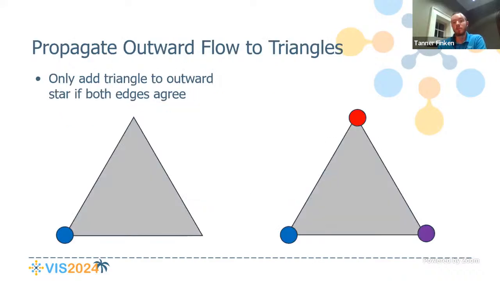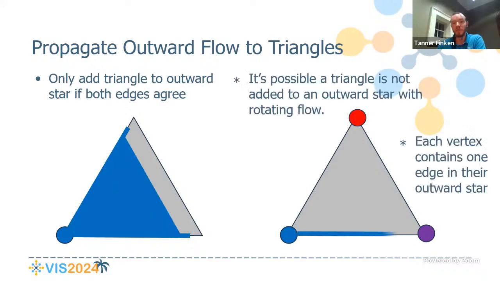Then we propagate this notion up to triangles by ensuring consistency with edges. So if two edges of a triangle belong to a vertex's outward star, we also add that triangle to the outward star. Note that this definition means that not all triangles are included in an outward star because they might have rotating flow behavior as seen here.